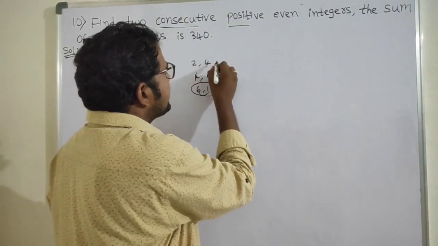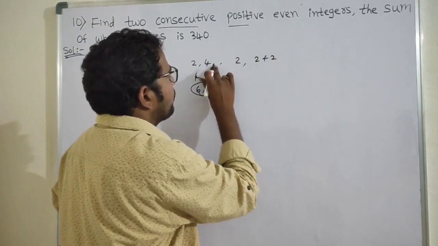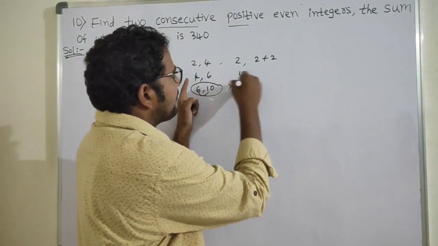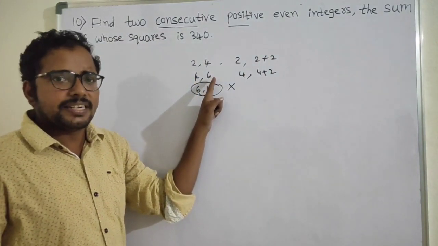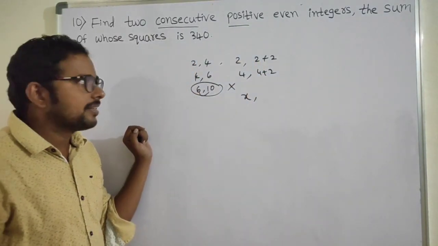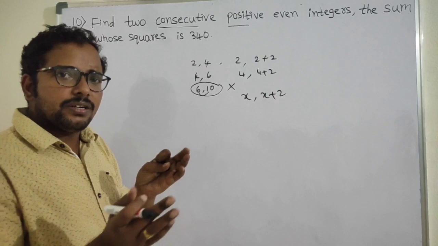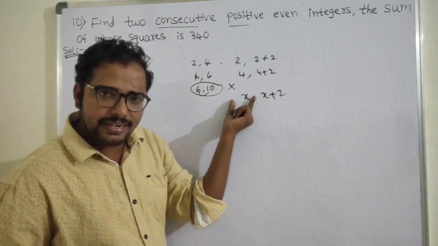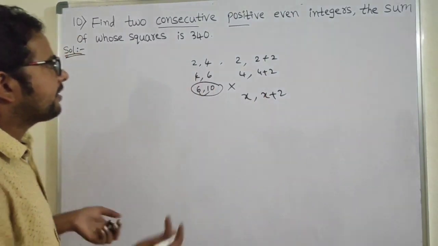So see, this is the first even number, 2. If I add 2 to the first even number, we will get 4, the second consecutive number. 2 plus 2 equals 4. And here, this is the first even number. If I add 2 to the first number, we will get 6. Suppose the first number is x. First even number is x. Then what is the next even number? x plus 2. If we add 2 to the first even number, we will get the next number. So this is the first even number, and this is the next even number, x plus 2.